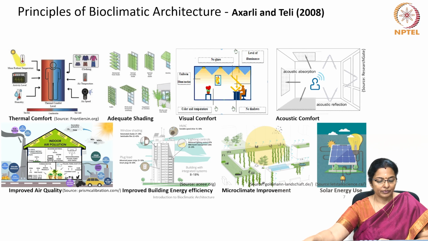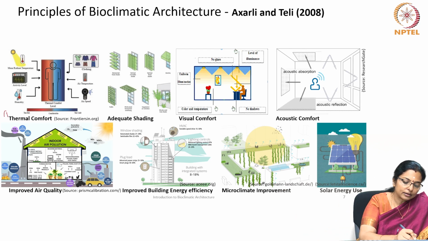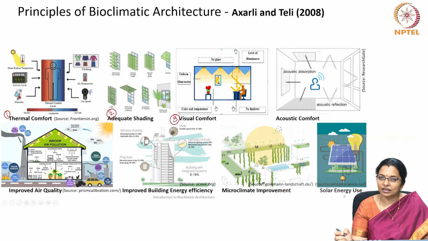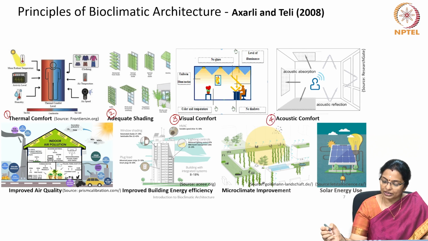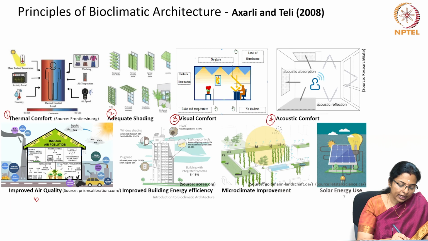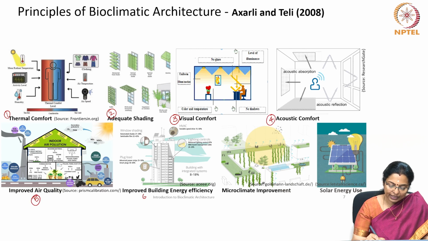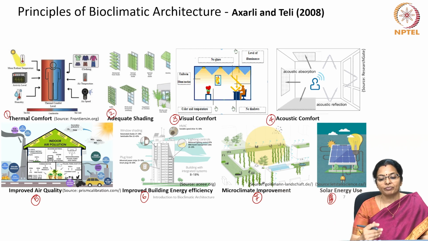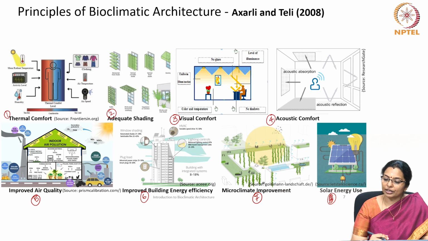Adequate shading is another important criteria as and when required. Visual comfort through use of appropriate color, temperature, daylighting levels is important. Acoustic comfort becomes very important. Improved air quality, improved building energy efficiency, improvement of microclimate, and use of solar energy. So, these are the 8 principles of bioclimatic architecture according to Axerly.